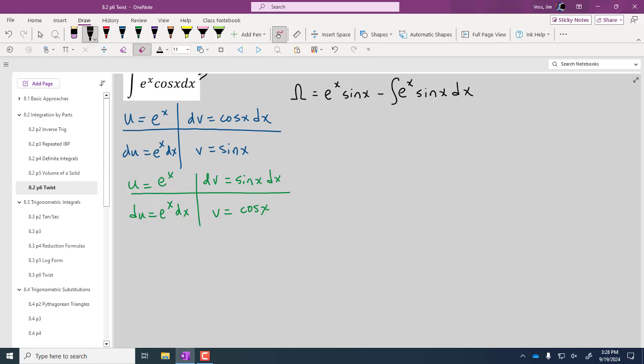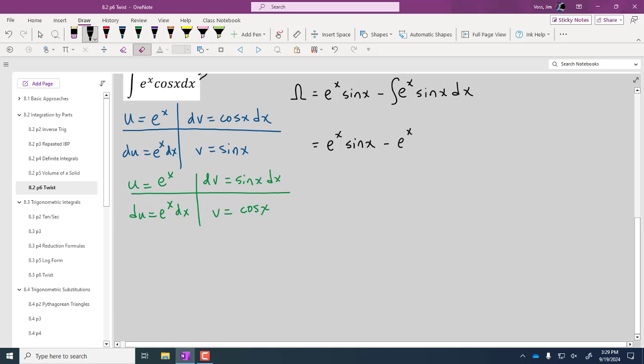Okay. Now, I did not push the minus sign into the integral, so we have to be a little careful. So we have uv, that's going to be minus e to the x cosine x. And then we're subtracting off the integral of v du, but because of that minus, we're going to add the integral of v du. So we get that.